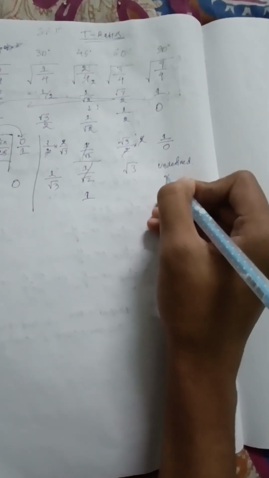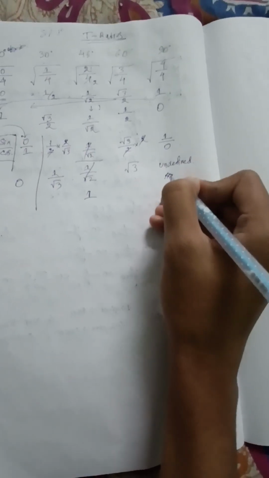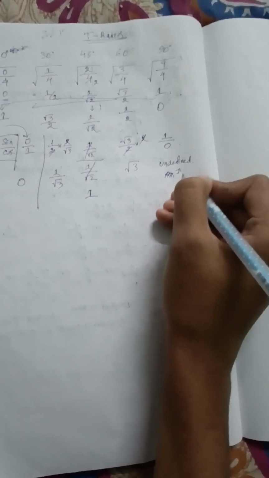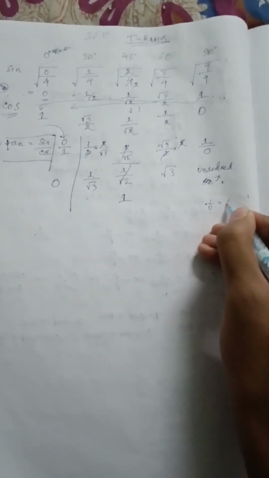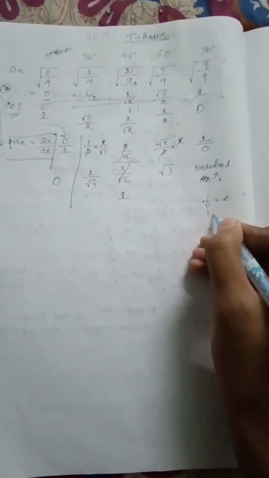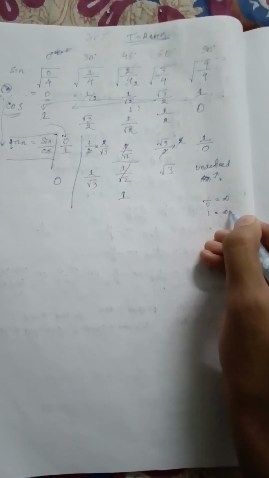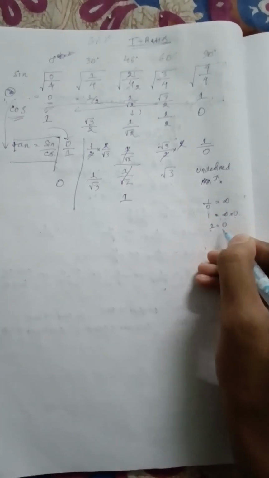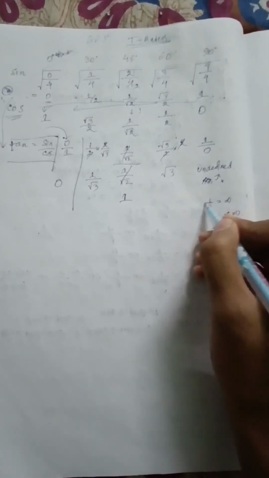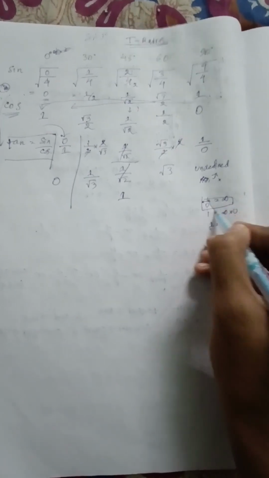Sometimes we write infinity here, but it is wrong. It is undefined, not infinity. Because if we write 1 by 0 equals infinity, then it stands that 1 equals infinity into 0, and infinity into 0 means 0, therefore 1 equals 0, which is wrong. So we can't write 1 by 0 equals infinity, so we have to write undefined.